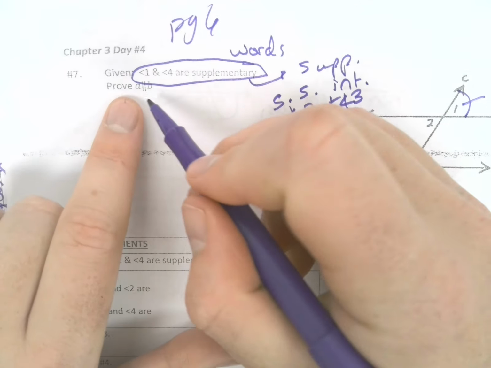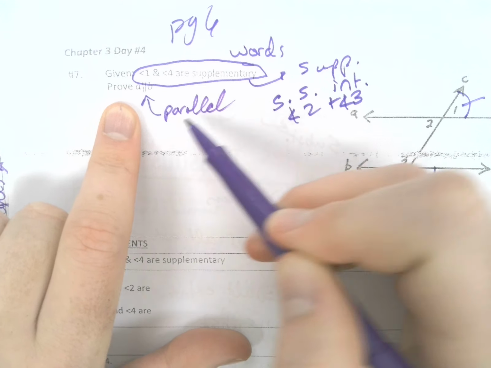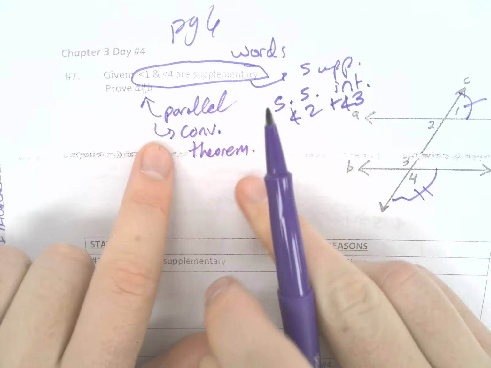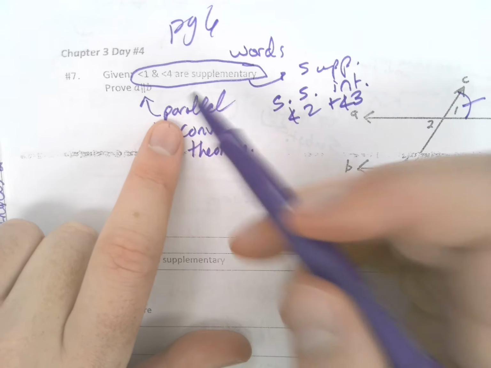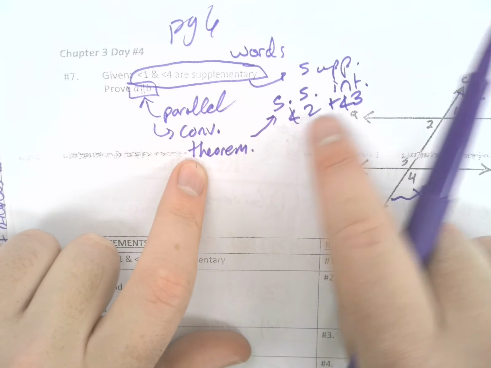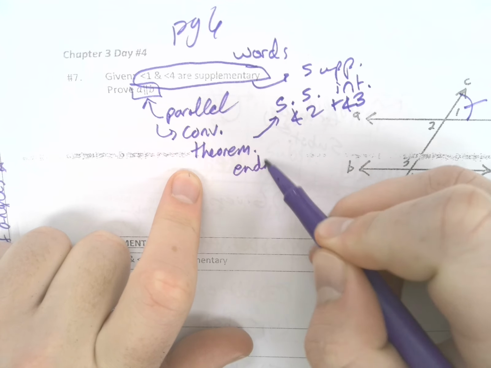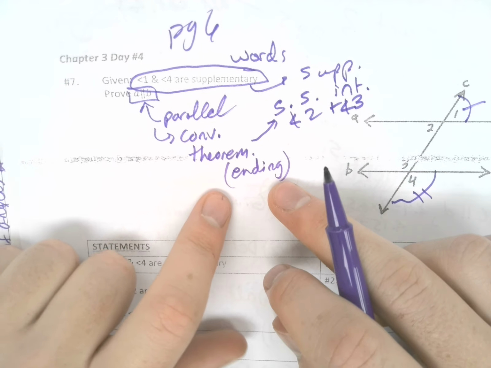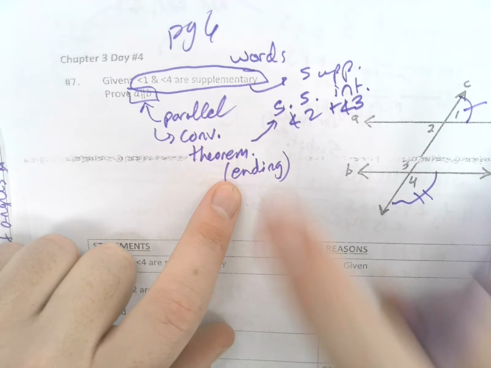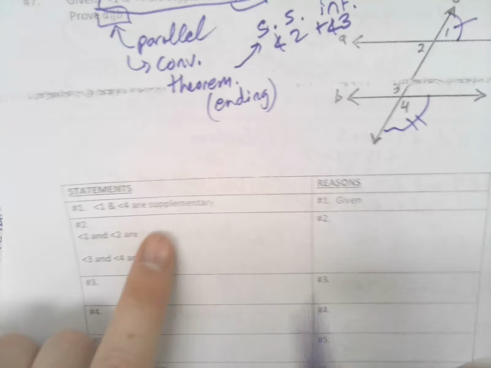supplementary. And what are we trying to prove? Oh, shoot. Parallel. If you're trying to prove parallel lines, we know that means converse theorem, and you guys are thinking that's probably going to be the converse theorem of same side interior. So we already know the ending. Check that out, guys. We haven't even started this problem yet, and we already know how it's going to end. Converse theorem of same side interior. I promise you. So we got this. Let's go. So 1 and 4 are sup.